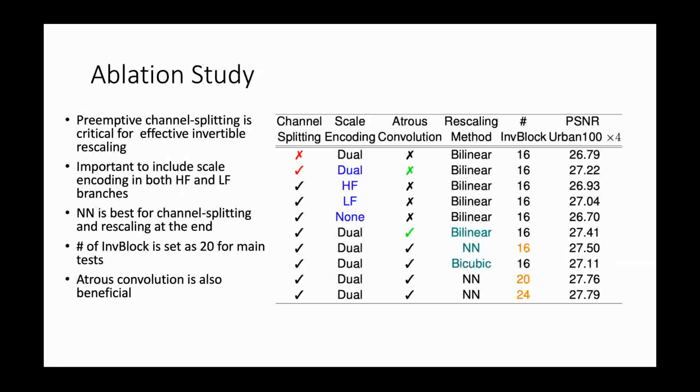As shown from the ablation study, all the innovations are useful in improving the results, but the most important is the preemptive channel splitting, as it is critical to make our network effective in invertible rescaling.